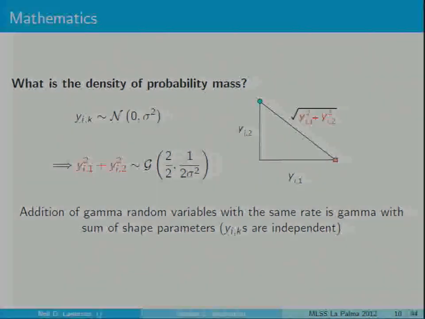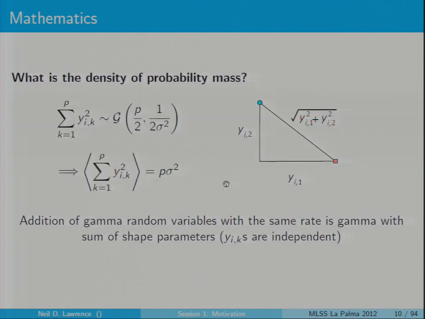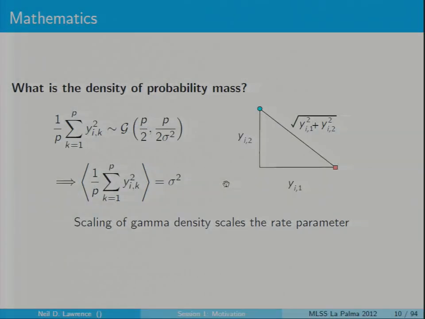Yeah? So we can compute this cumulative density function, and indeed we can do it for p-dimensional data. The sum over these y_ik squared, where this is the ith data point, each dimension of it is distributed as a gamma with the shape parameter p over 2. That means the expected value under this distribution is p times sigma squared. So what we'll typically do is take 1 over p times the expected value, so that we keep the expected value of the squared distance, in p dimensions now, from the origin, to be sigma squared.